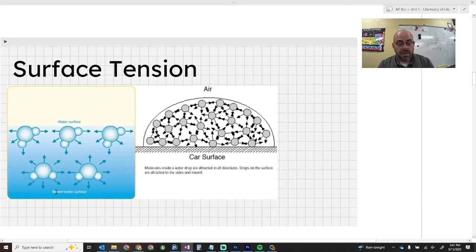Next is surface tension. Surface tension is the resistance of water to an external force. What does that even mean? Let's look at this picture. I think this bubble is actually a little bit better. There's a car surface apparently. So you wax your car. Wax is non-polar. It's highly non-polar, so water doesn't like it. And it likes itself more than it likes the wax, obviously. So it kind of bonds to itself and it forms this little bubble.